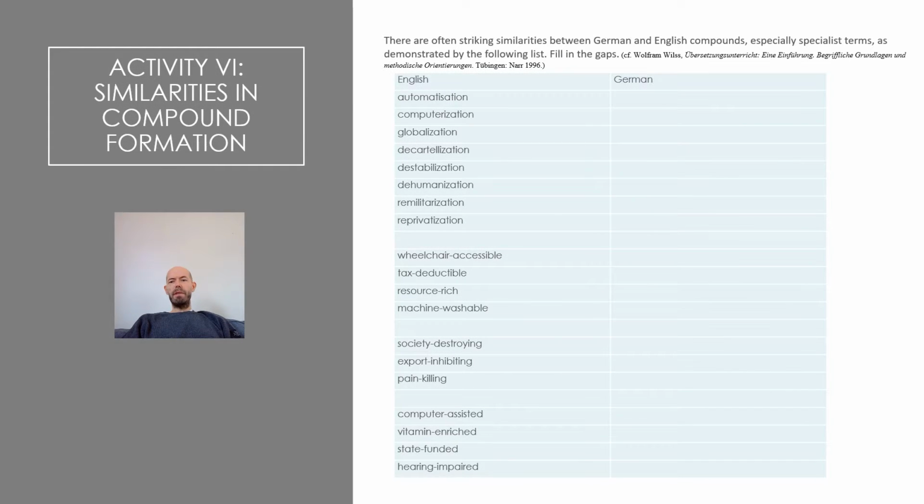Now, after those rather strenuous exercises, this little exercise is meant to provide a little bit of relaxation. It shows us that translation can sometimes be almost automatic because in the area of terminology especially, German and English resemble each other quite closely sometimes. So we have automatization. What's that in German? Automatisierung. Computerization. Computerisierung. Globalization. Globalisierung.